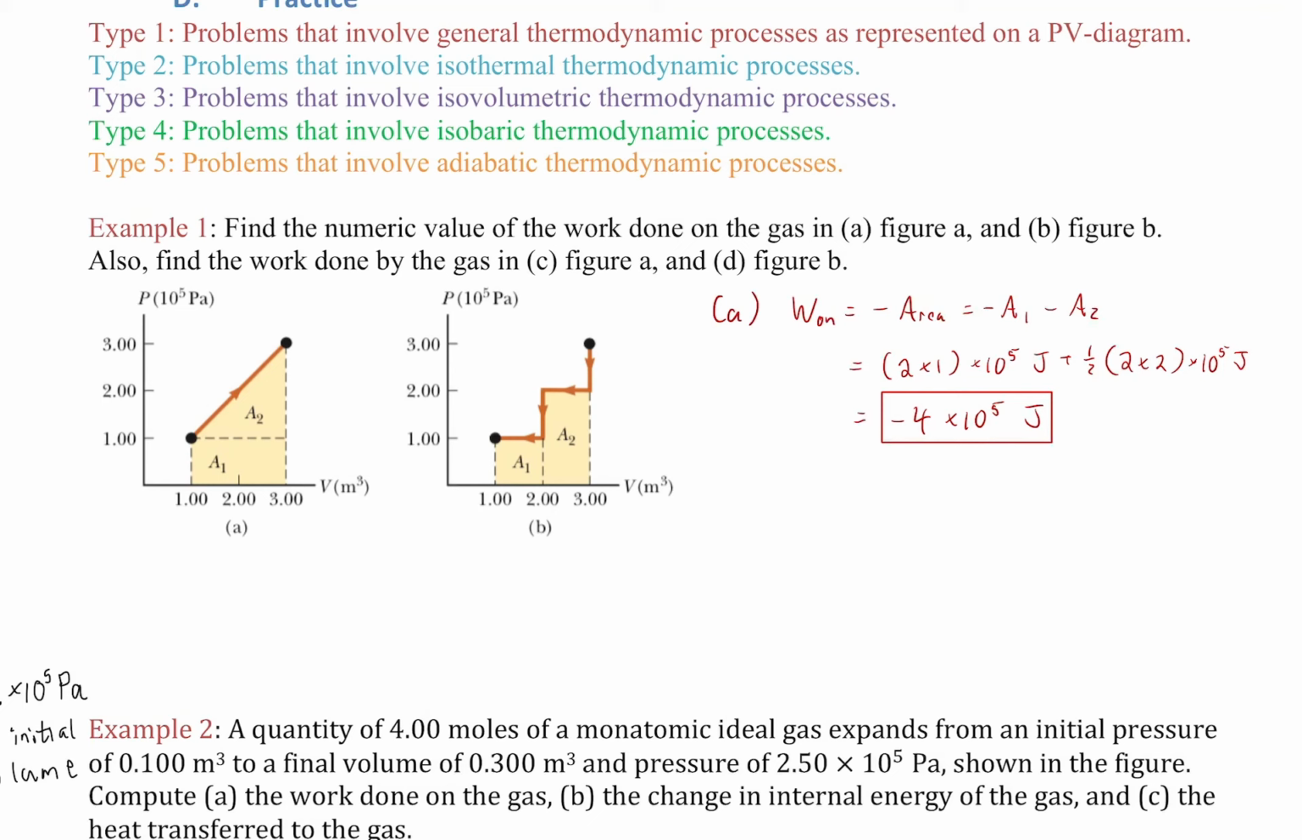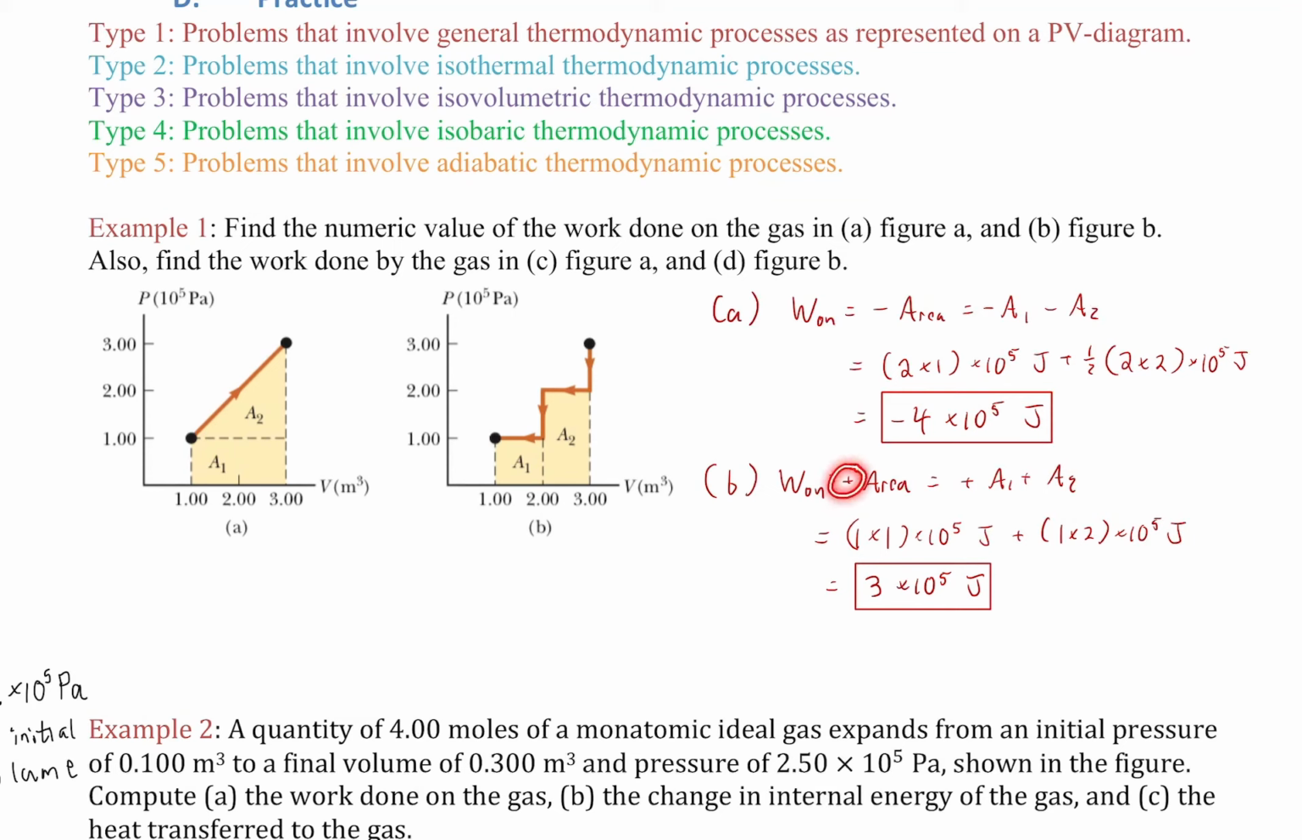And then we find the area by simply taking a triangle and a rectangle, or this is the triangle and that's the rectangle, all right? And we get a value of negative 4 times 10 to the 5 joules. Okay, so that's the numerical value of the area under the curve, and it's negative because the work on the gas is negative. Do you see it? Okay, and then in B, the work done on the gas is positive, okay, because the outside world is doing work on the gas. And then in this case, we just take the area of the 2 rectangles, the one short and the one tall, and we get 3 times 10 to the 5 joules, or 300,000 joules.